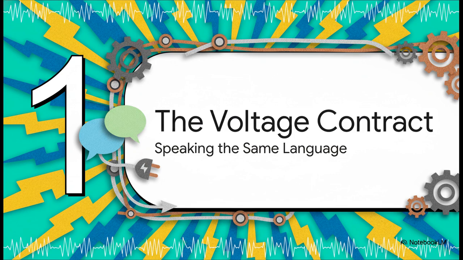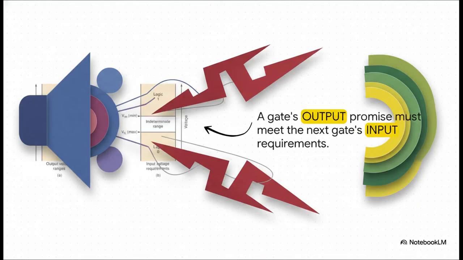This is maybe the most fundamental part of all, the voltage contract. It's all about making sure every component is speaking the exact same electrical language. Think of it like a conversation. The gate on the left, that's our speaker, and the one on the right is our listener. Now, for this conversation to work, what the speaker says, its output voltage, has to be something the listener can understand, its input requirements. And you see that gap in the middle? That's the indeterminate range, the danger zone. If your signal ends up there, it's just garbage. It's neither a 1 nor a 0.